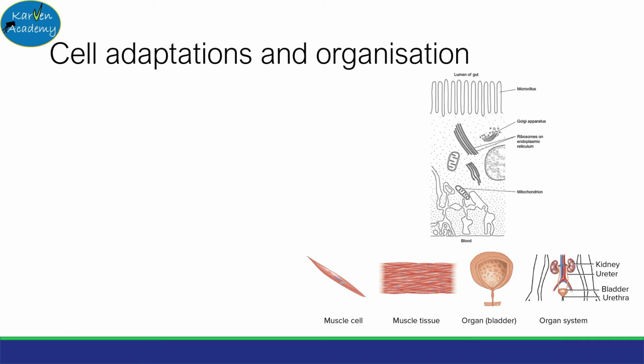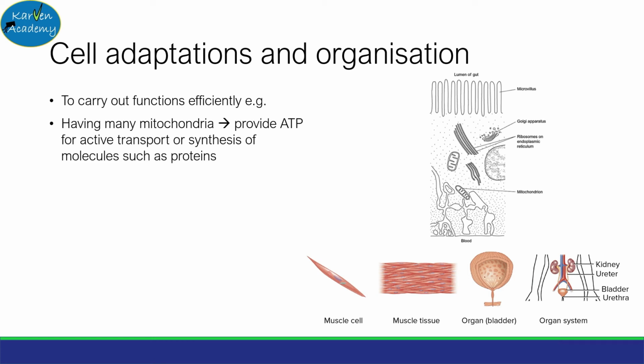So now let's look at the cell adaptations and organization. Cells are adapted to carry out functions effectively. For example, if you have many mitochondria, you can produce more ATP, which is useful for a cell that's carrying out active transport, and also useful when the cell is producing large amounts of proteins. Also, having many RER allows for rapid synthesis of proteins and also in large amounts.